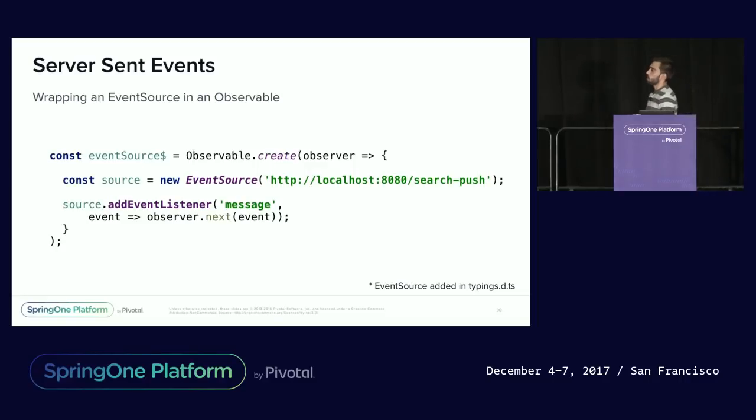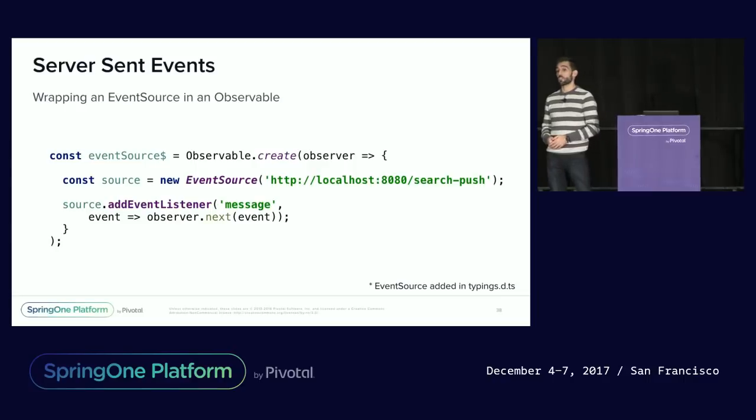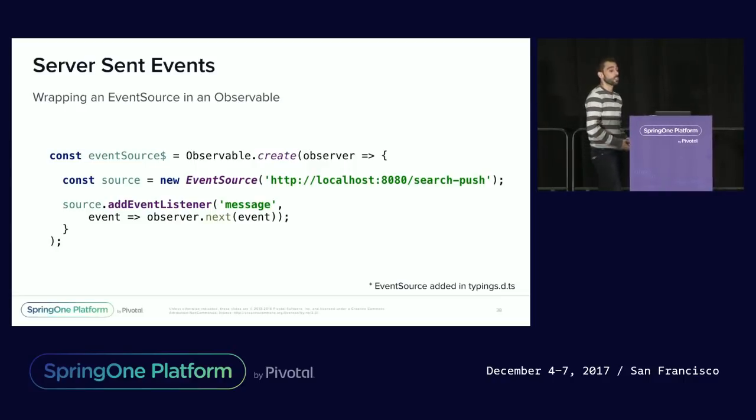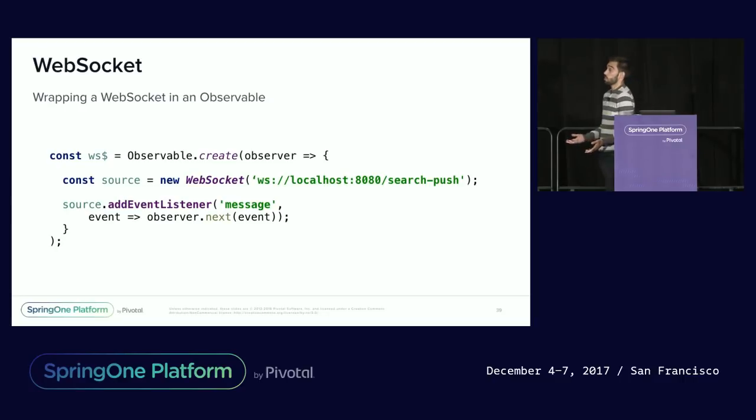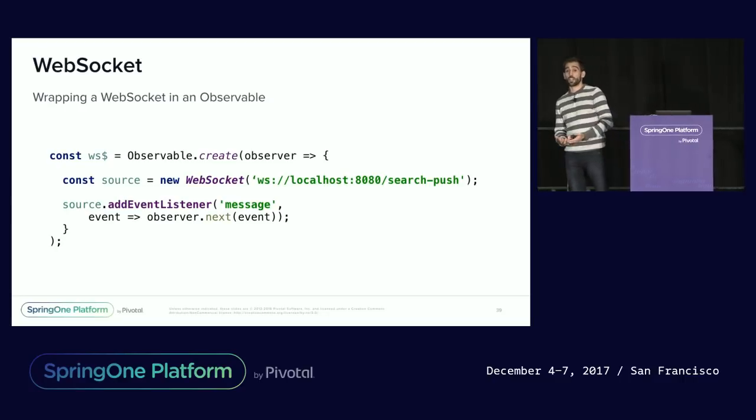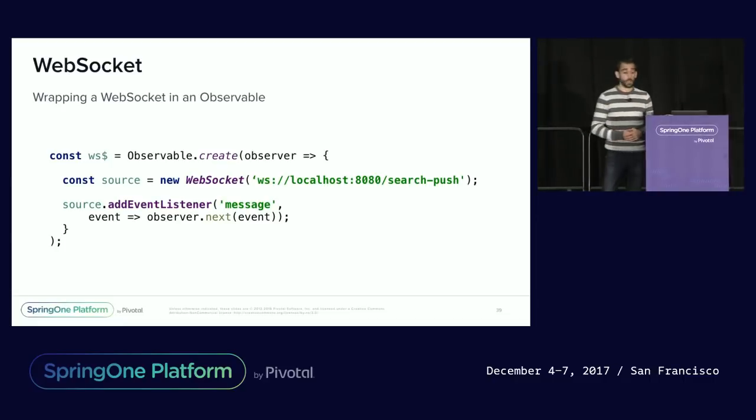So we've seen the way to create an observable, and we can actually wrap any data source with this approach. What we see here is how we wrap an event source, which is nothing more than a server-sent event, into an observable. We add an event listener, and when we get something from the event source, we call next on the observer. The same applies to WebSockets. With the same approach, we can wrap a WebSocket object, start a WebSocket connection, and every time we get something on that connection, we just call next on the observer. Pretty straightforward.